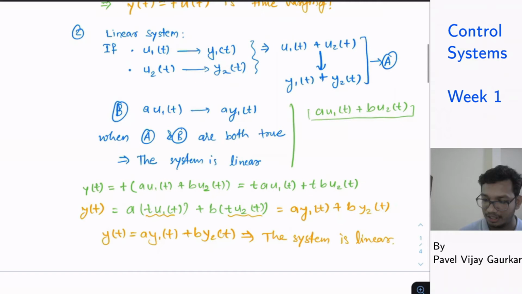We gave the input A into u1 of t plus B into u2 of t, and after plugging it in, we were able to verify that the output y of t corresponding to that input is indeed the linear combination of y1 of t and y2 of t, with the coefficients being A and B. This means that this particular system is a linear system. Coming to the second question, a spring mass damper system is governed by this equation. We have been asked whether the system is linear or not.